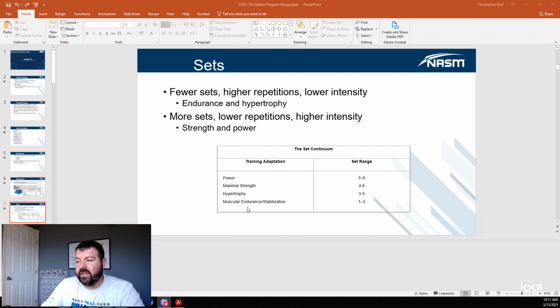So for endurance and stability, usually 1 to 3 sets. And then hypertrophy, 3 to 5. Then it increases a little bit. So max strength is 4 to 6, and then power is 3 to 6.